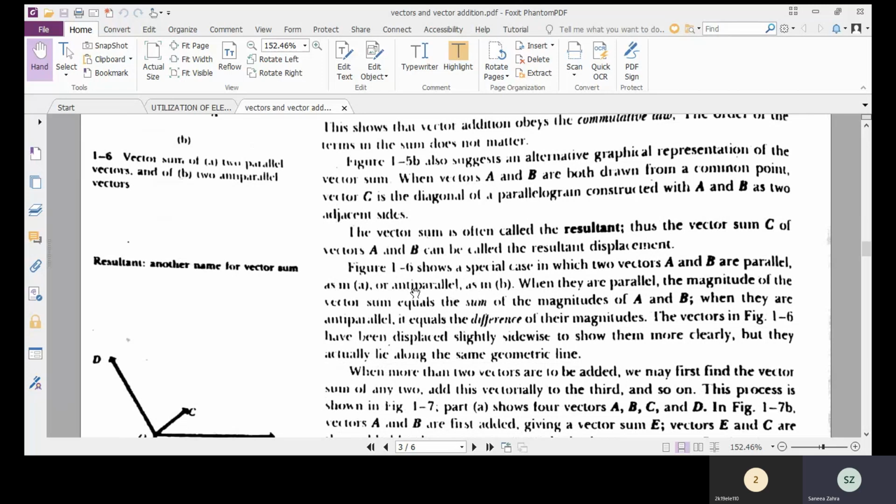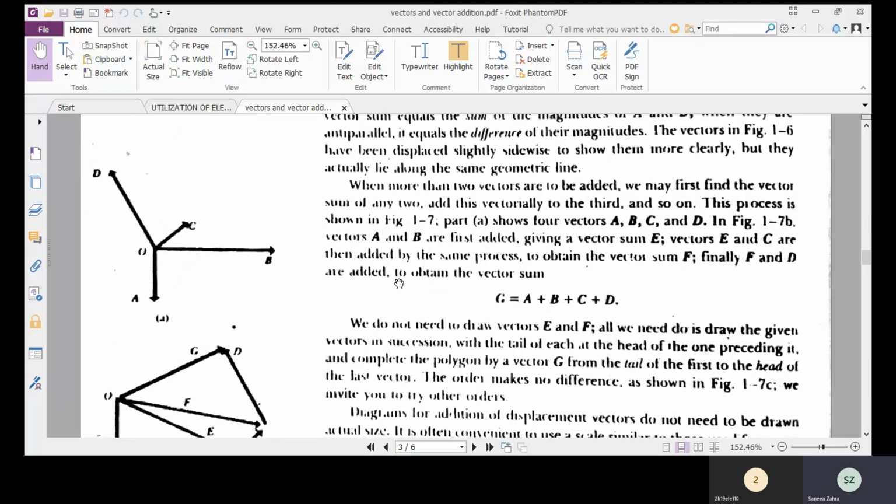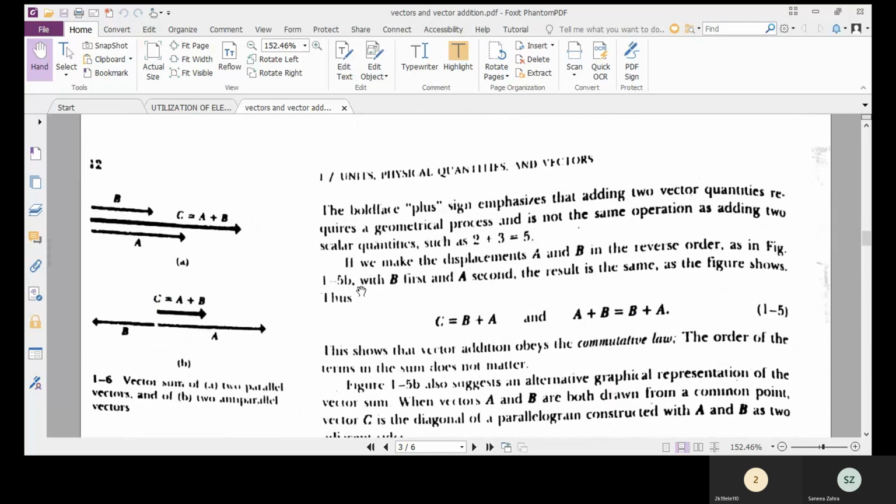In figure 1-6, two vectors are being added. In figure A, both the vectors are parallel. So when we add them, the magnitude will increase. Whereas in figure B, both are anti-parallel. So when we add them, the magnitude will decrease.